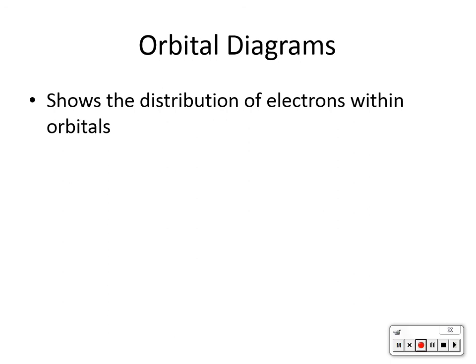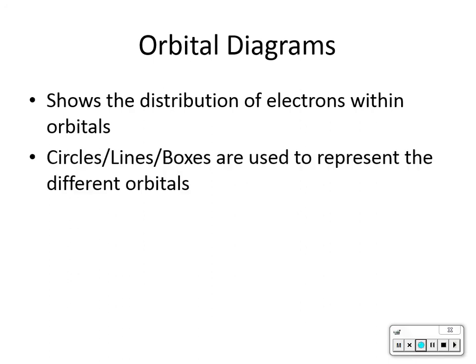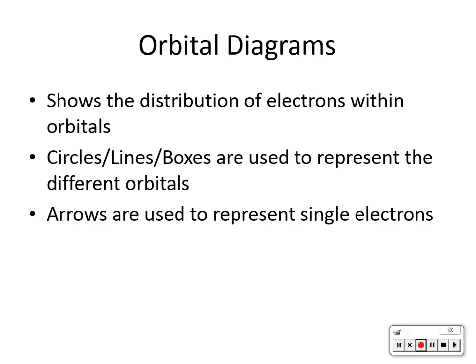All of the things that we drew in the previous picture are orbitals, but you will find that in a lot of cases, those orbitals are not filled. Yes, they exist, but there aren't electrons in them. An orbital diagram shows us exactly where those electrons are. Depending on what book you read or how you do it in class, I will show you a couple different versions. All of them are equivalent, but we will use circles or lines or boxes to represent the different orbitals themselves. And then we will use arrows to represent a single electron.